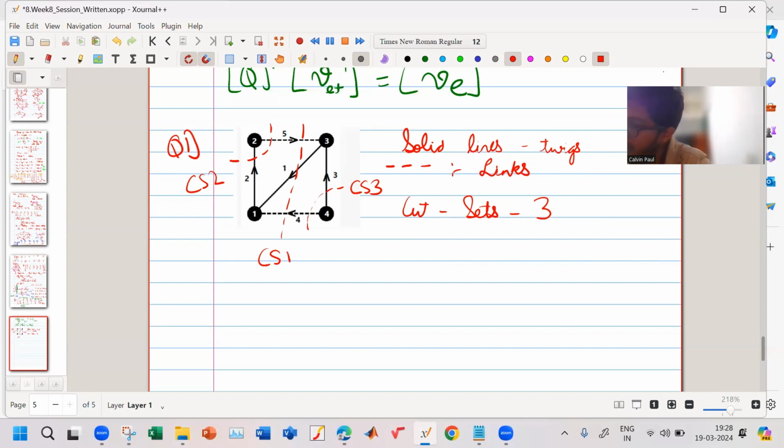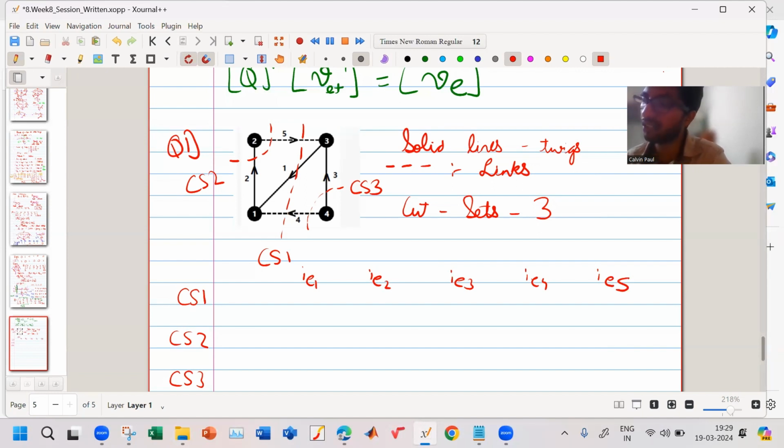Now let us see how you will solve this. What will be the equation? We have cut set 1, cut set 2, cut set 3, and we have IE1, IE2, IE3, IE4, IE5. What will be the coefficients? For cut set 1, I1 will be how much? I1 is 1. What will I2 be? Zero.